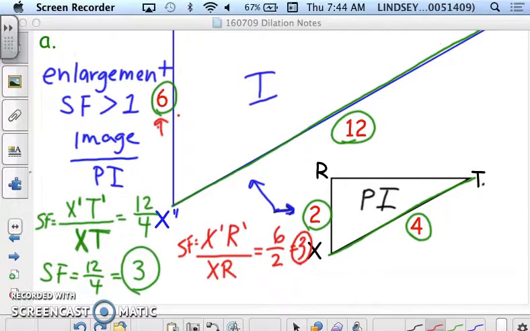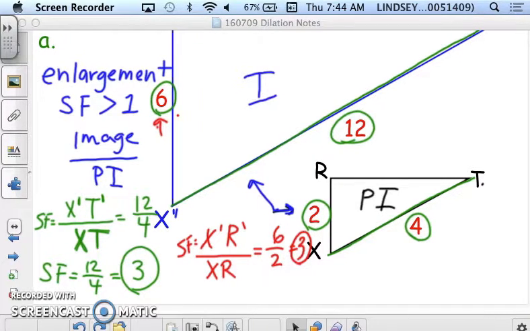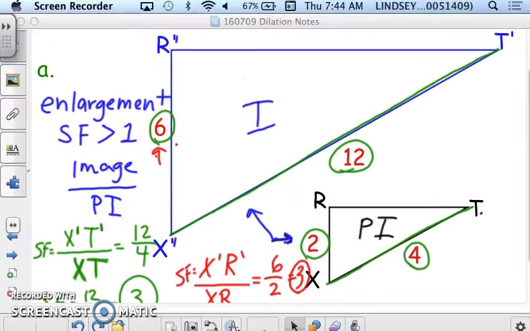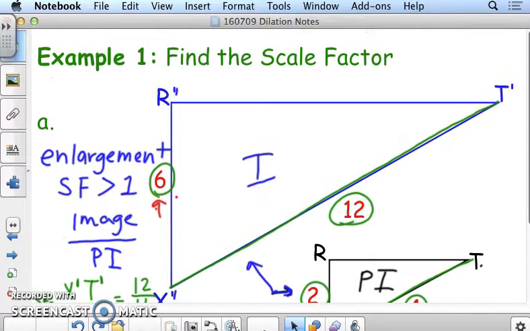So my final answer for this problem will be my scale factor of these two triangles is 3. I notice it was an enlargement. Is my number greater than 1? Yes.